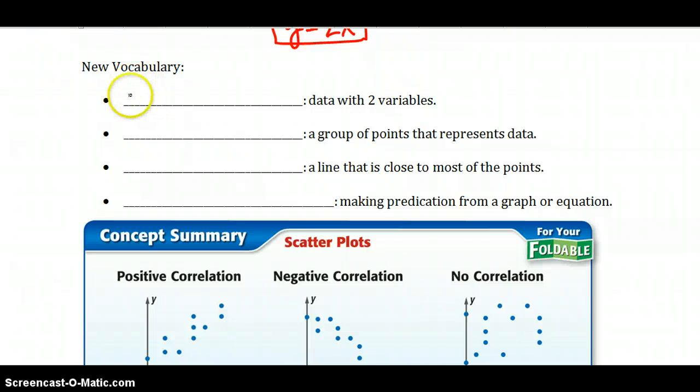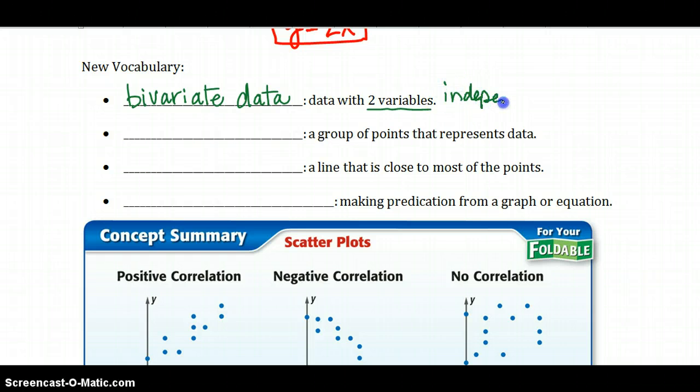All right, so as we're looking at section 5, we have some new vocabulary words. Our first word is bivariate data. Bi means two, variate means varies or it changes. Bivariate data is data that has two variables, and one will be independent and one will of course be dependent. So that means we're talking about x and y. X is always independent and y is always dependent.